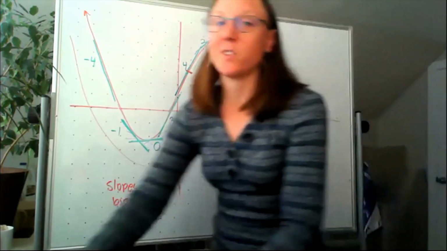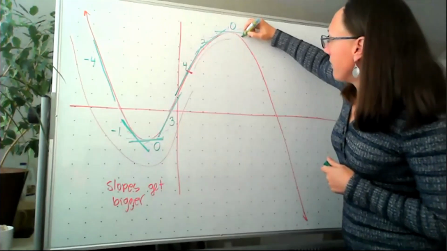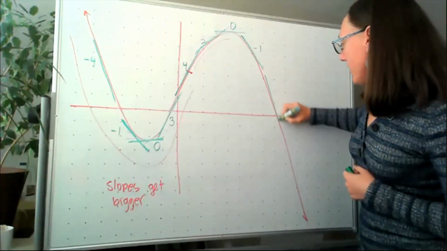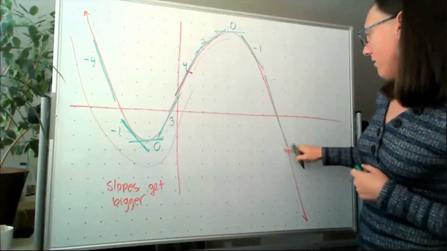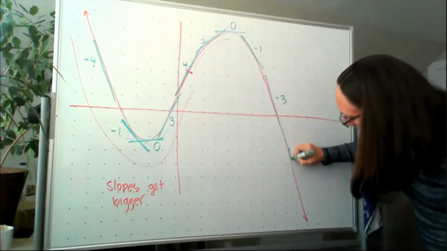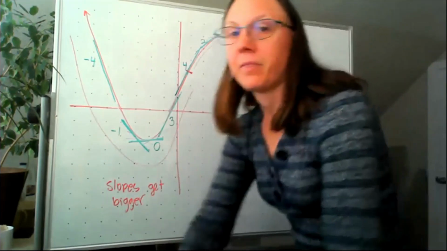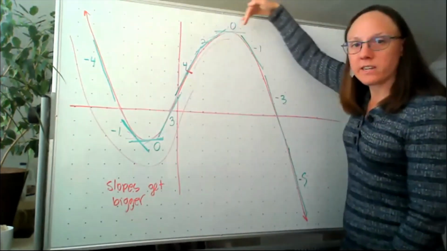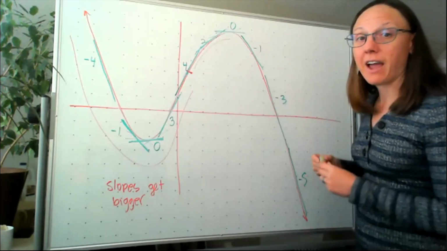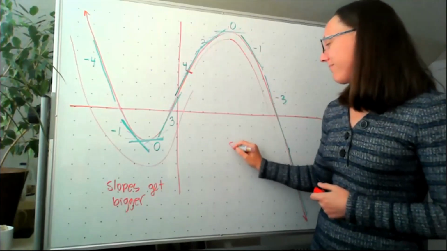If I kept these slopes going, that up there at the top was a slope of 0. If I sketch that in, that's a slope of -1. If I sketch this in, that's a slope of about -3. I'm going to sketch this in down here, that's a slope of about -5. So as I keep going from 0 to -1, from -1 to -3, from -3 to -5, those slopes everywhere in here are getting smaller.